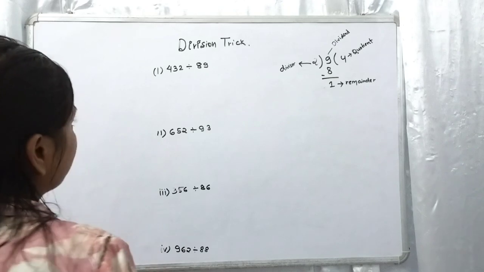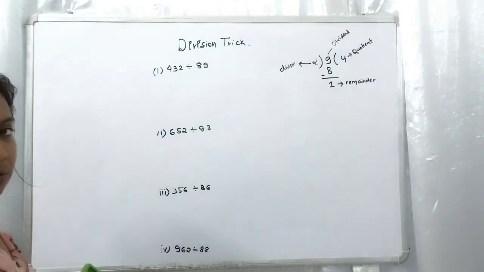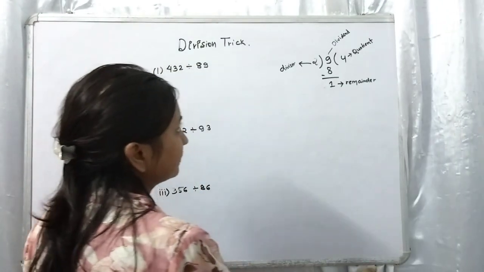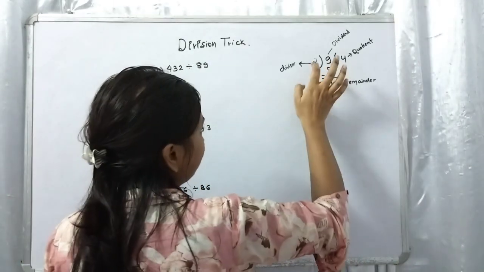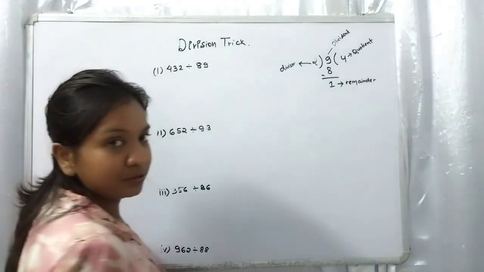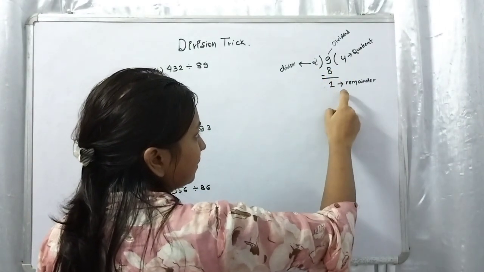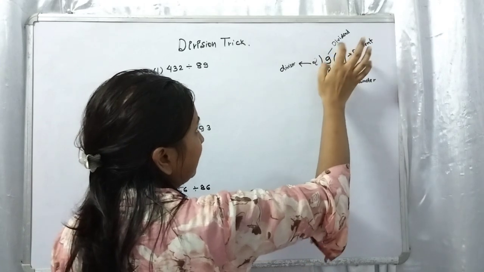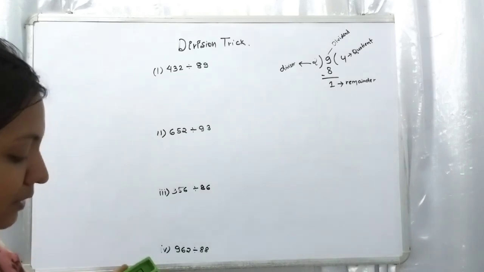So let's start. If you have to divide this number, there is a very easy trick. But before that, let's get acquainted with some of the terms used in division. For example, if you are dividing 89 by 2, you will get 44, which is termed the quotient. 2 4s are 8, so the remaining part will be termed the remainder, and 2 is the divisor and 89 is the dividend. These are some of the terms which we will be using in this division trick.